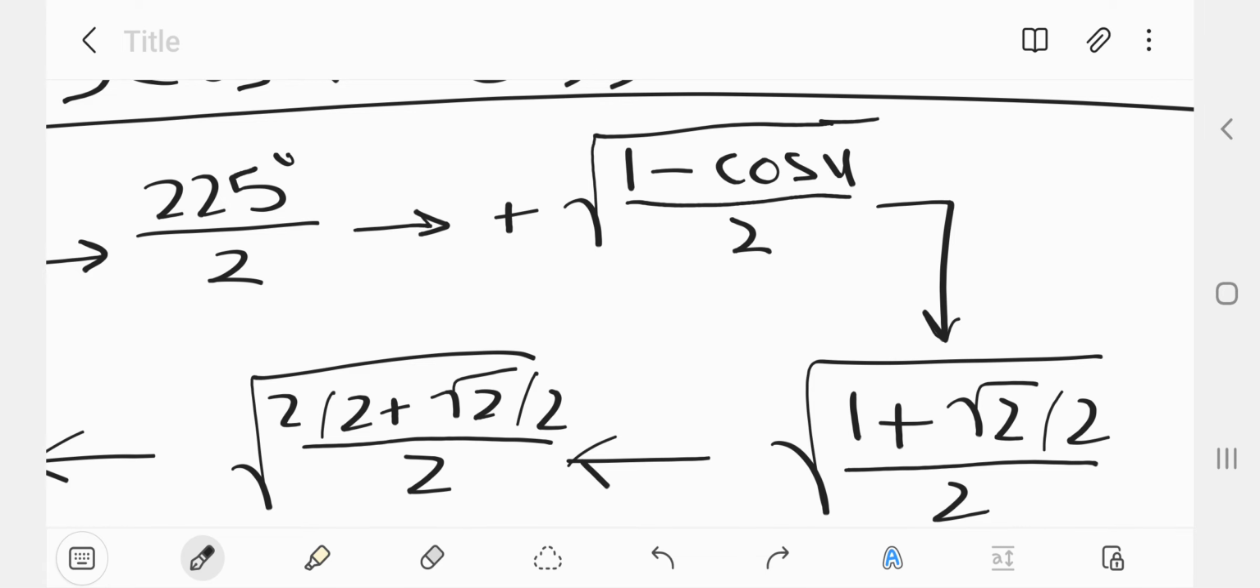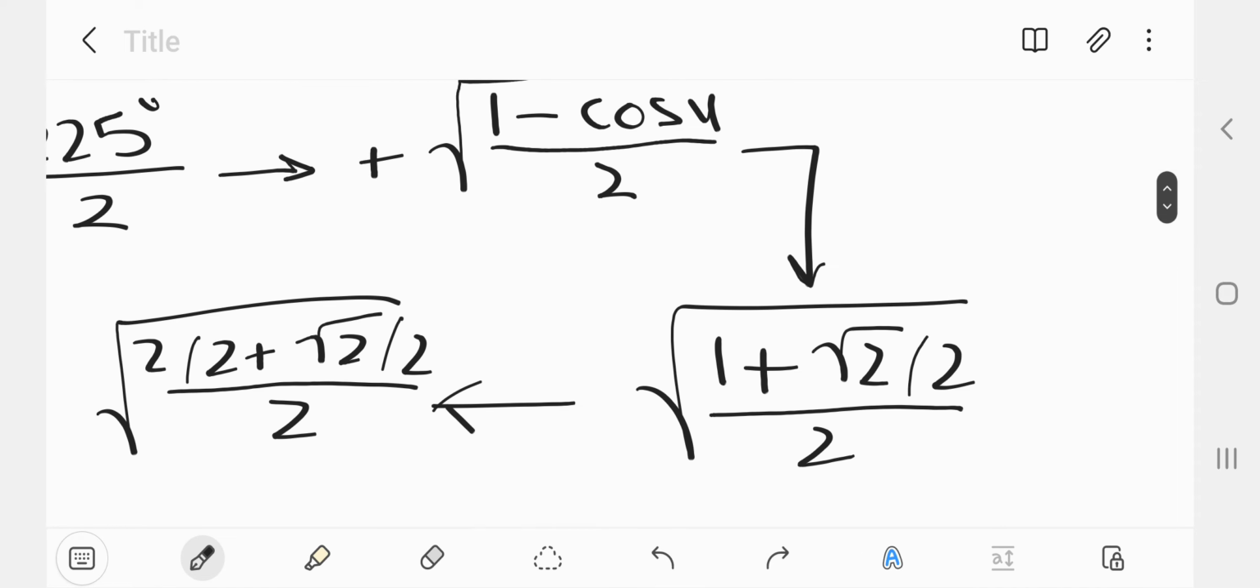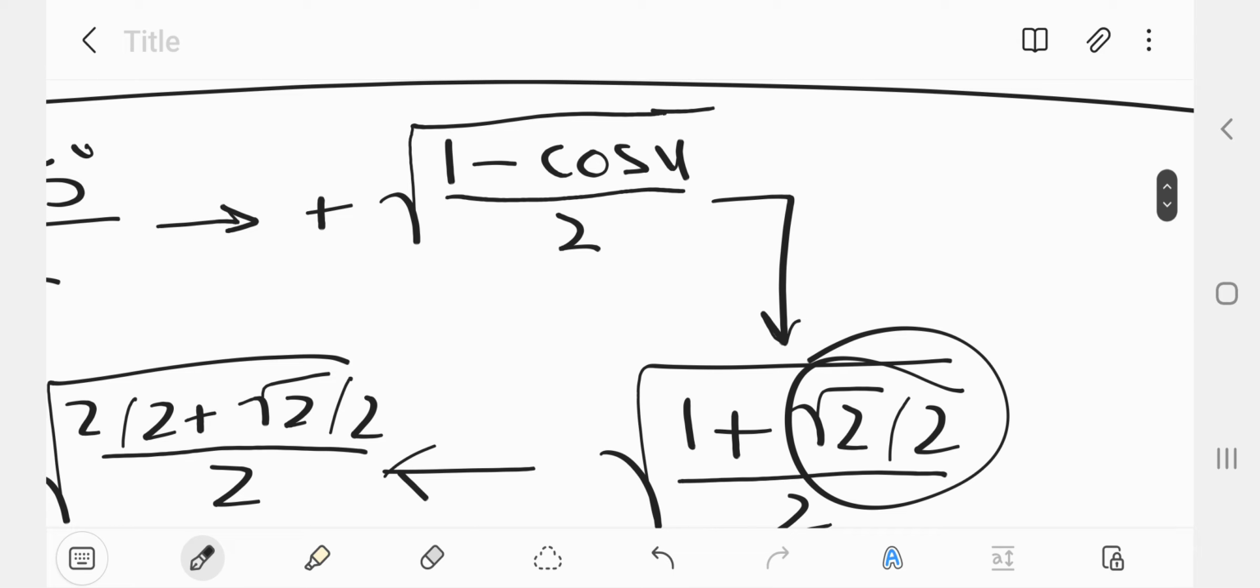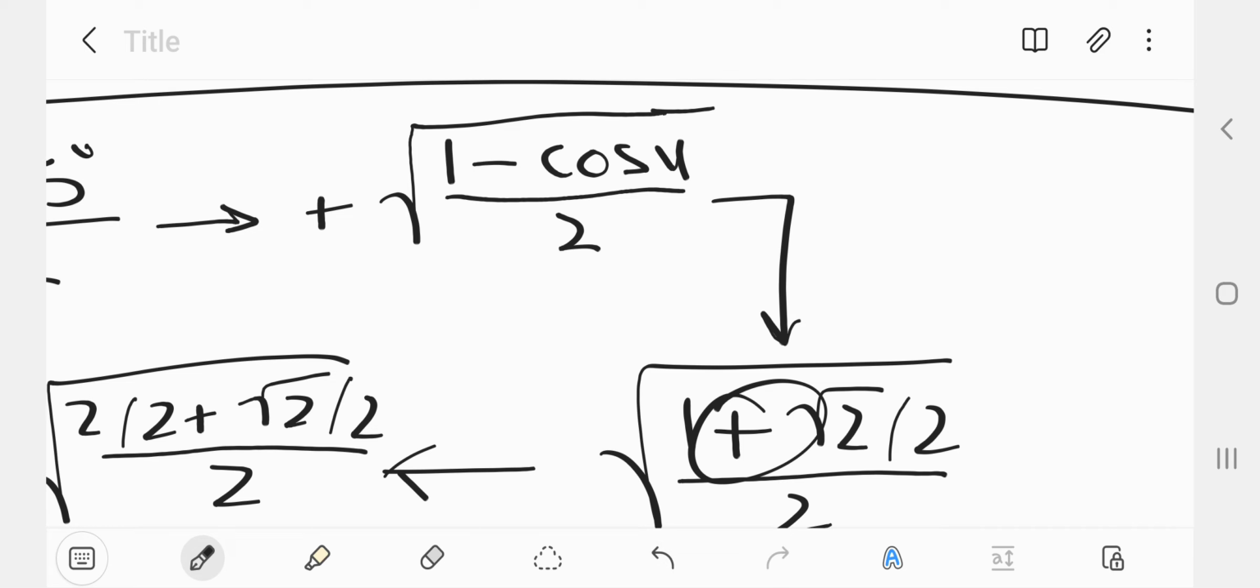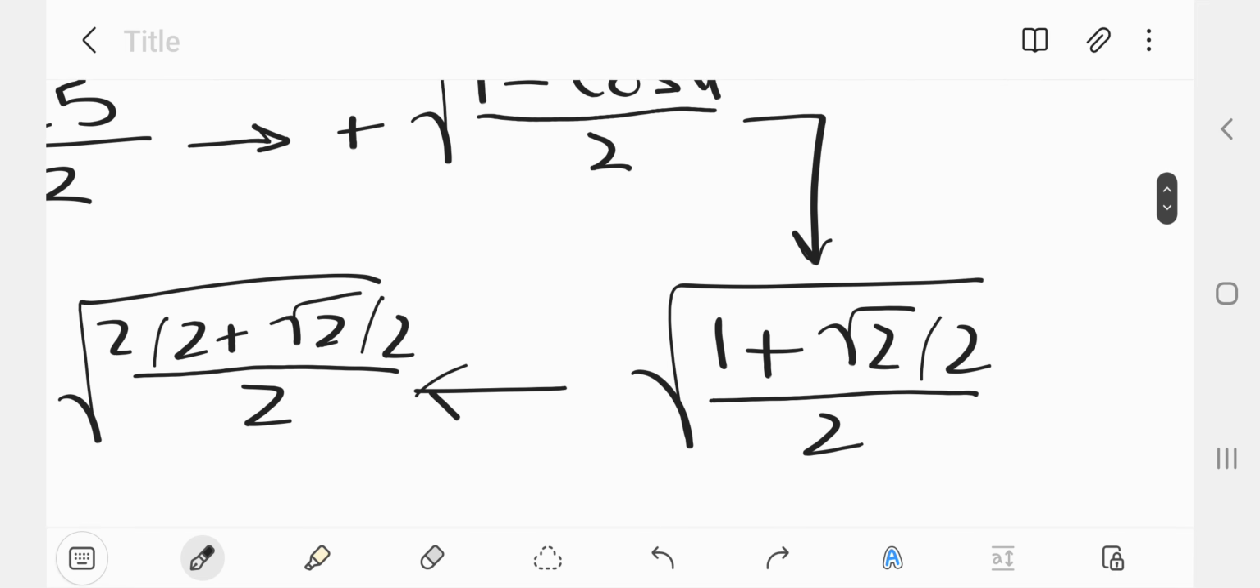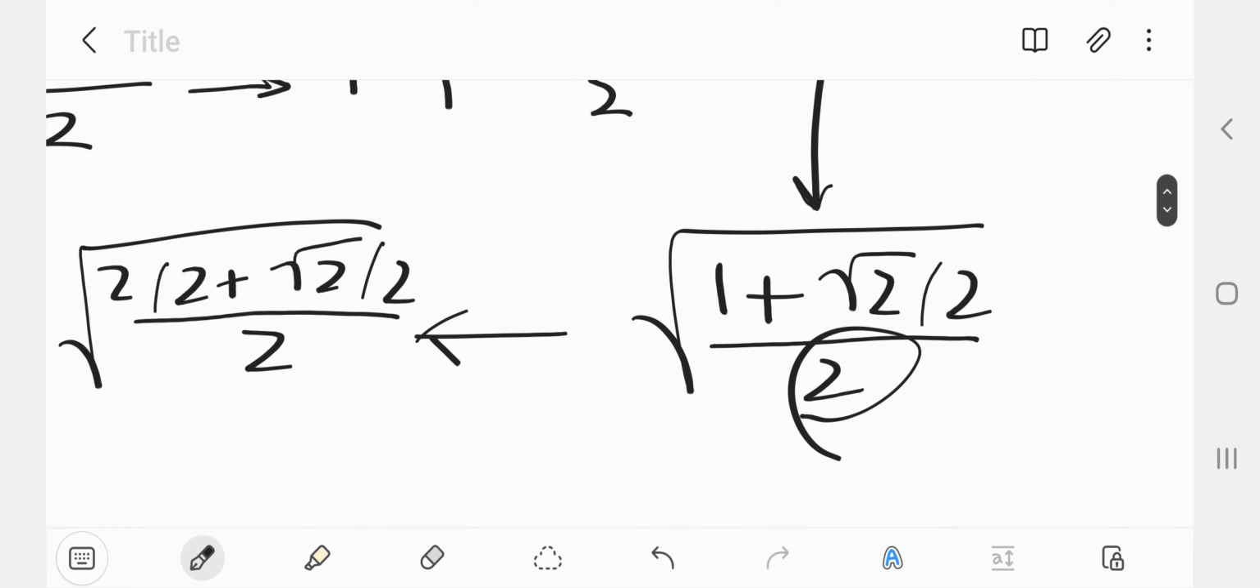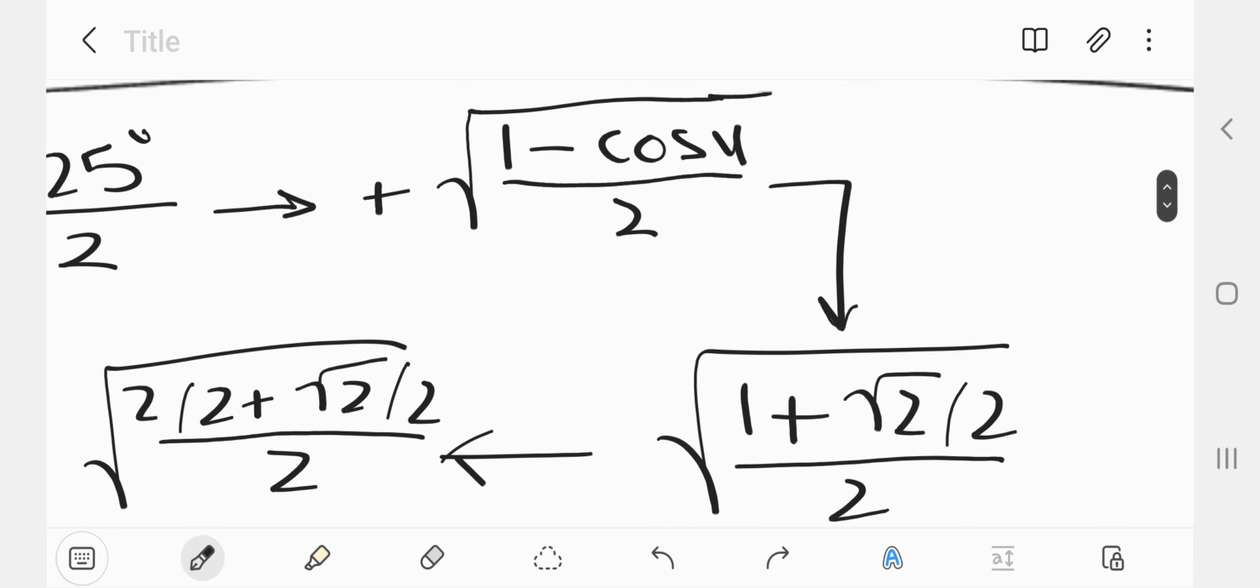So what's cosine of 225 degrees? Well, that is root 2 over 2. And it's actually negative root 2 over 2. But then these two negatives, negative becomes a positive here. So that just becomes a positive under the root. And that's again all over 2. That stays the same there. And then we move on to the next step.